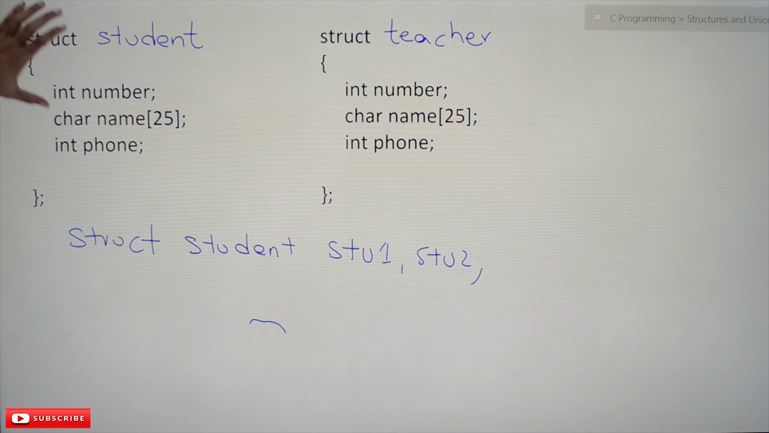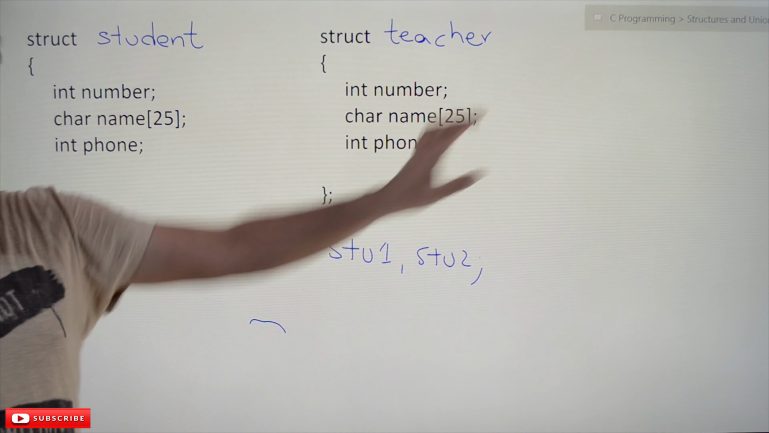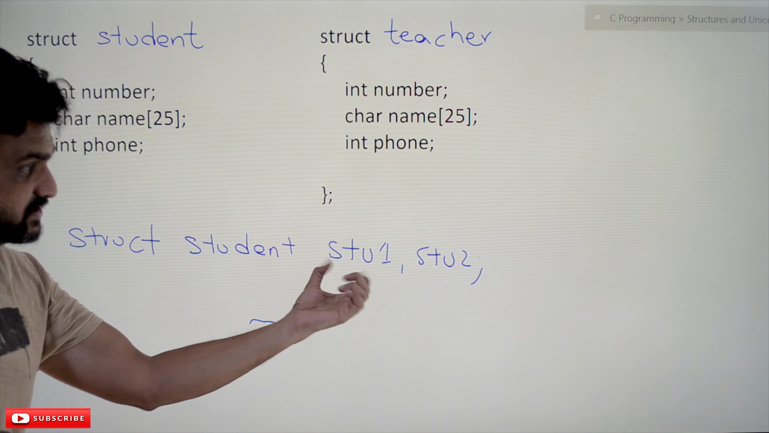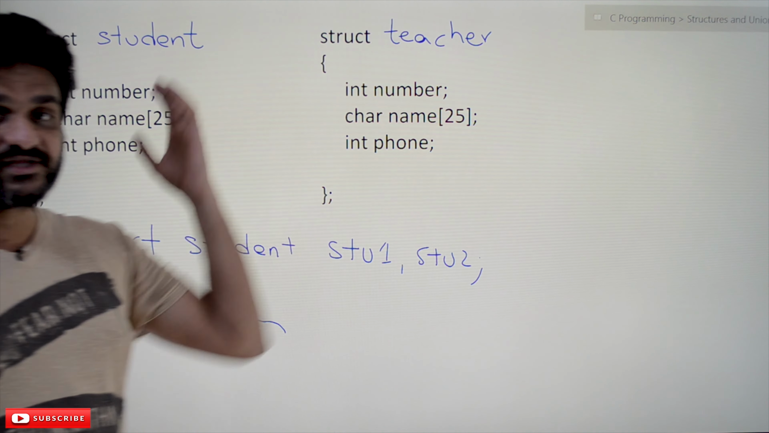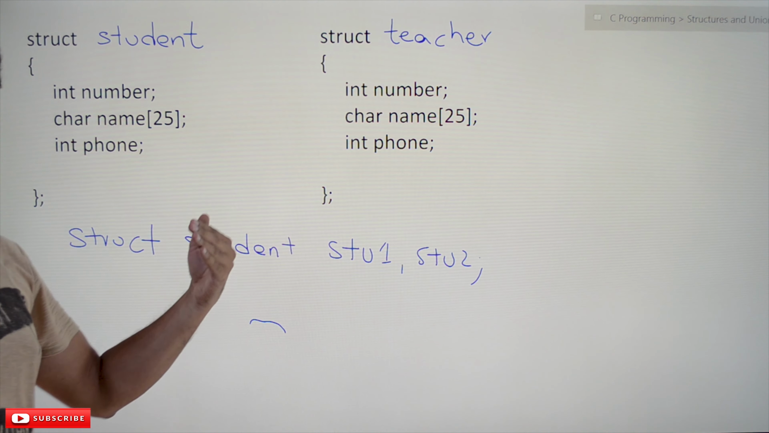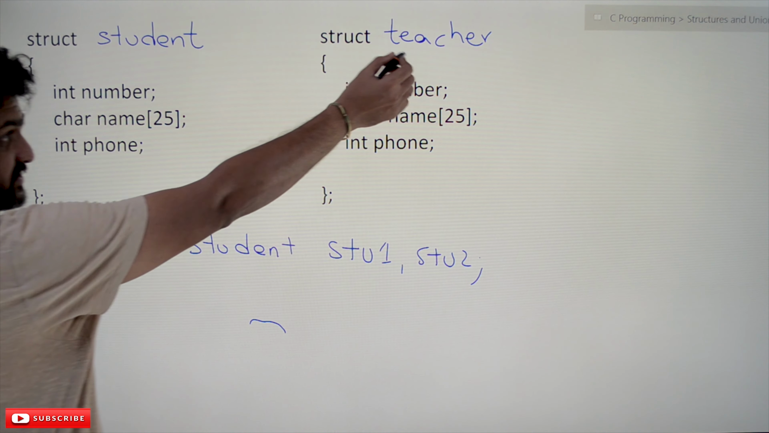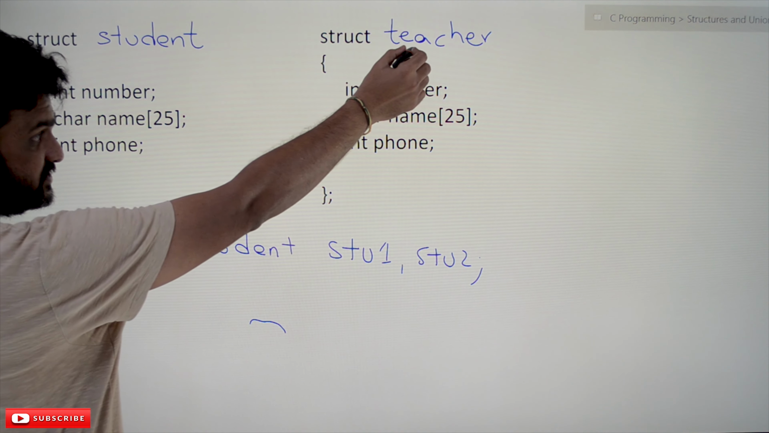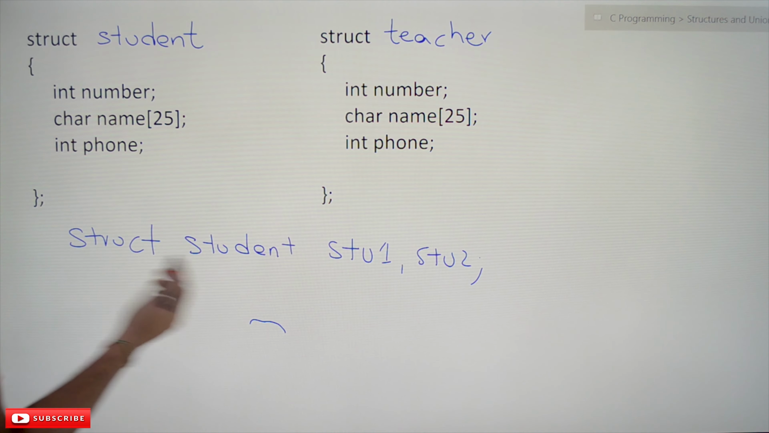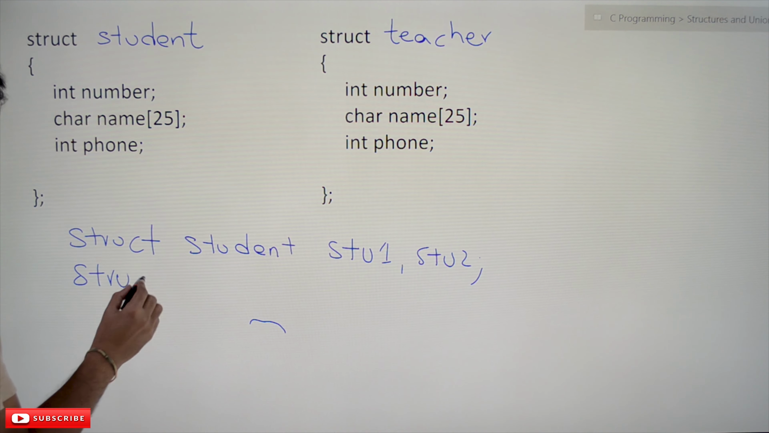Before that, we are going to read the members of the variables, but the memory will not get created. Only after creating the variables will the memory for this structure get created. As we visualized in our previous classes, this is how the memory gets created for this structure type.